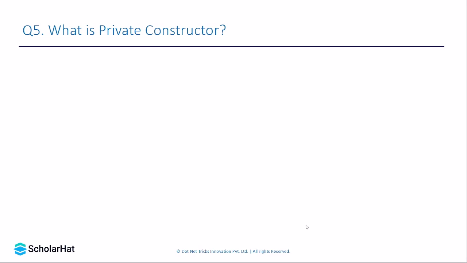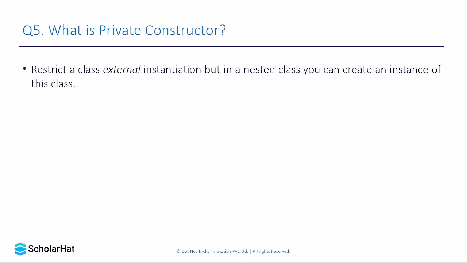Now let's go to the next topic, that is private constructor. So what is a private constructor? A private constructor restricts a class from creating objects. Suppose a class has a private constructor, then no other class can create an object of that class, but a nested class of that class can be used to create its object.